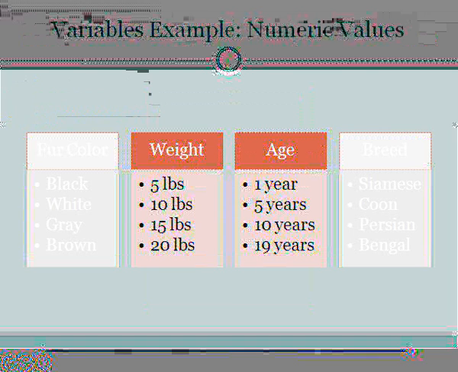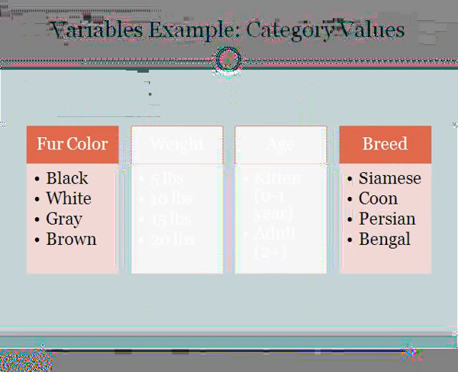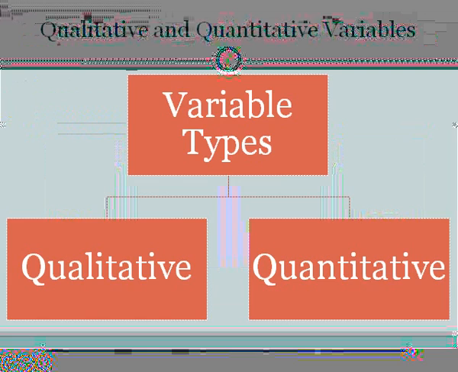Some variables are described with numeric values. For example, weight and age are described in numbers. Other variables are described as category values. These are not described numerically. These category and numerical values define two different types of variables, qualitative and quantitative.